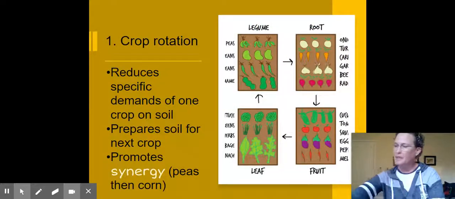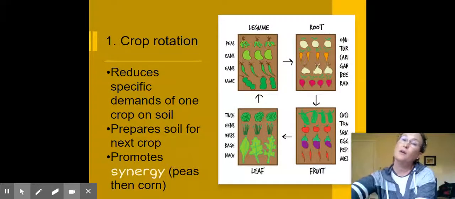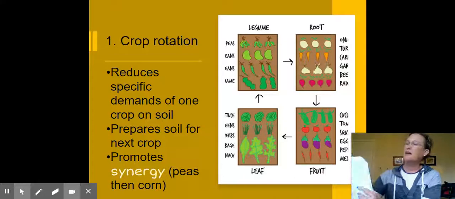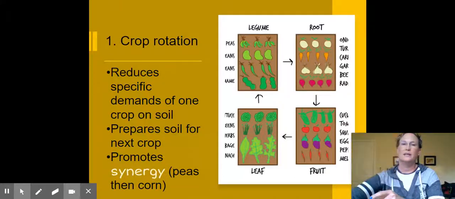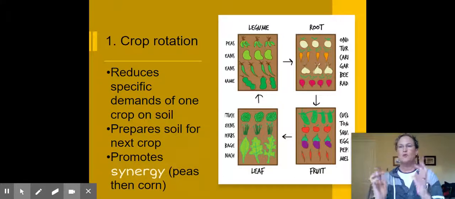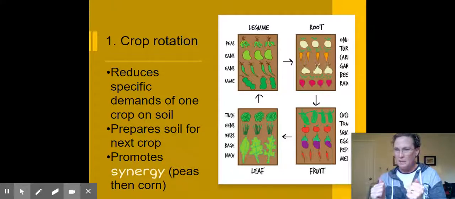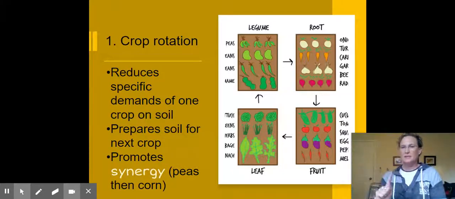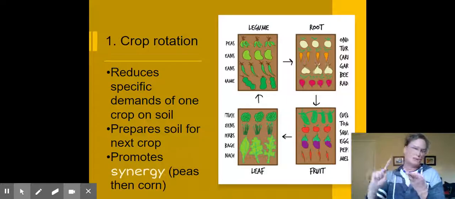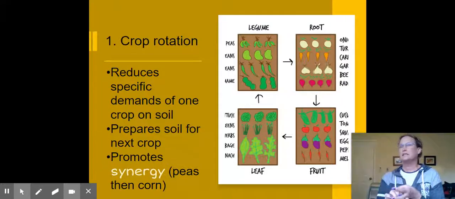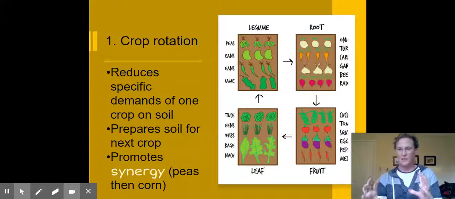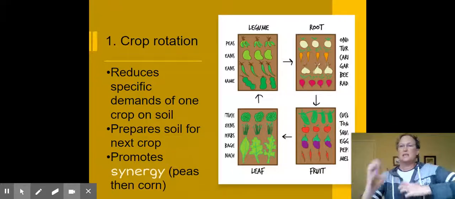A big, always, always, always big one: crop rotation. Crop rotation, memorize it. This is good for building soil and for decreasing pesticides, and it's really one of the big kingpins of all sustainable agriculture. This just takes more work.